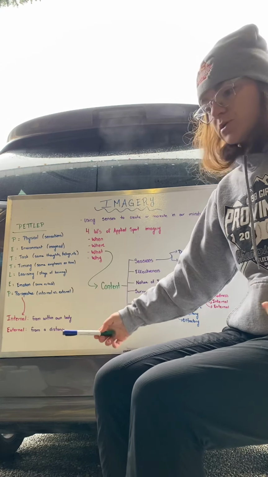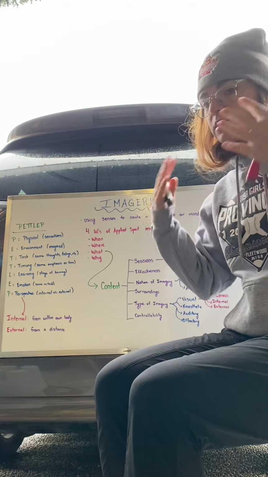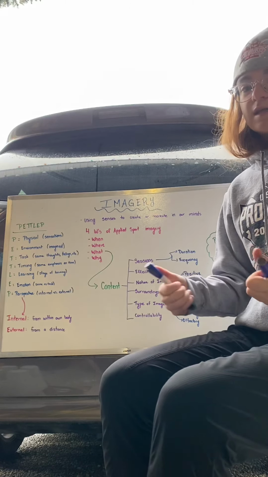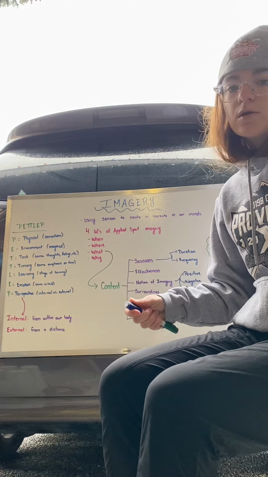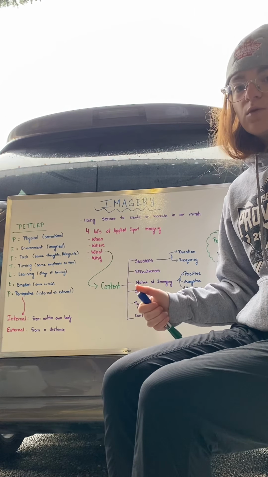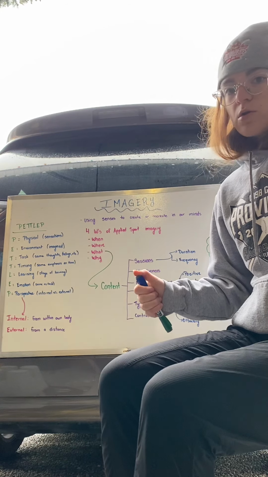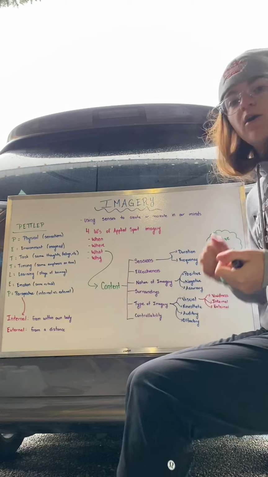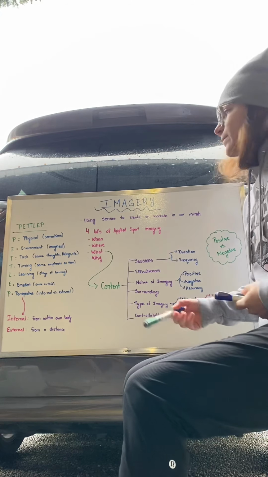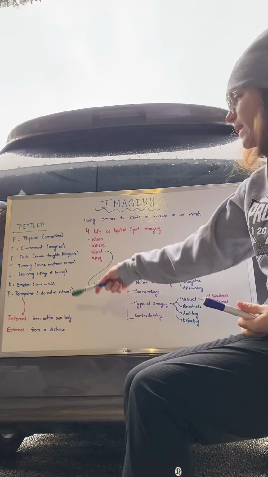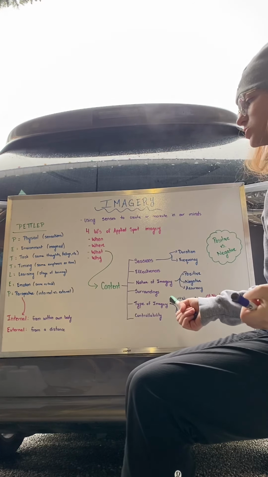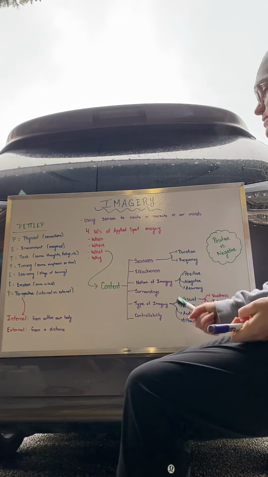However, external is when you're doing your imagery and seeing yourself from a distance, like a bird's eye view, or as if you are the recorder, like the camcorder. You're watching yourself perform. So that is how you use PETLEP, plus what internal and external imagery is.